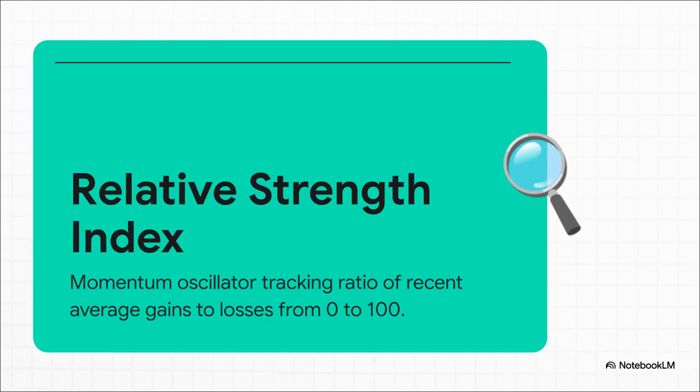Think of it like it's tracking a massive, continuous tug-of-war. It calculates the ratio of recent average gains, so the buyers pulling forward, against the recent average losses, which are the sellers pulling backward. And it plots this entire battle on a super clean scale from 0 to 100, showing us exactly who's actually winning the fight inside that price.